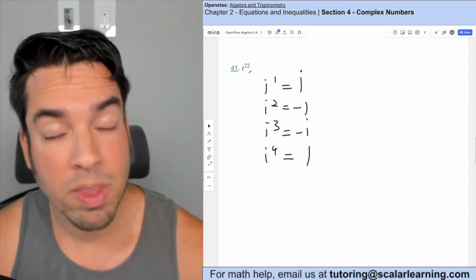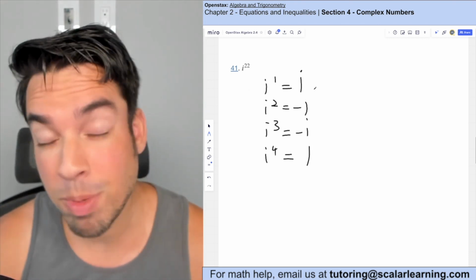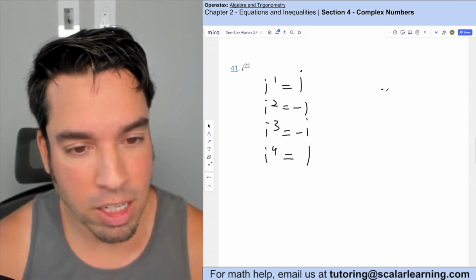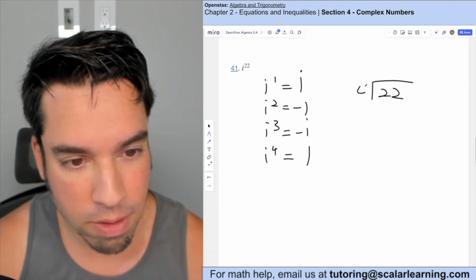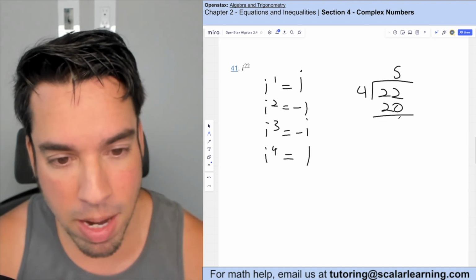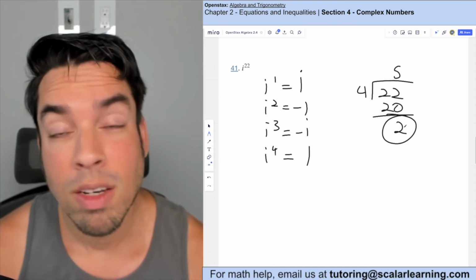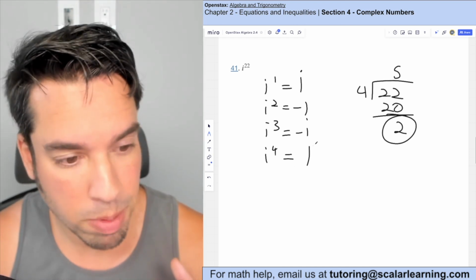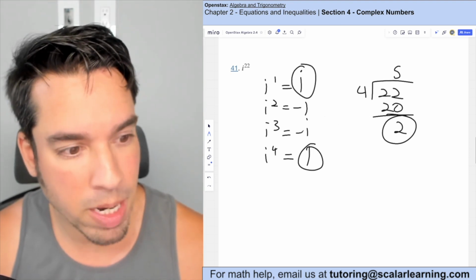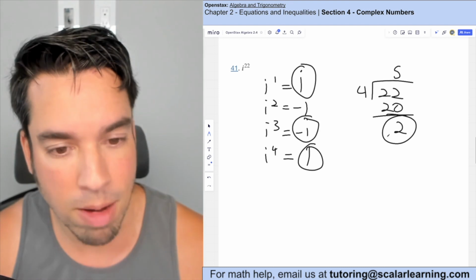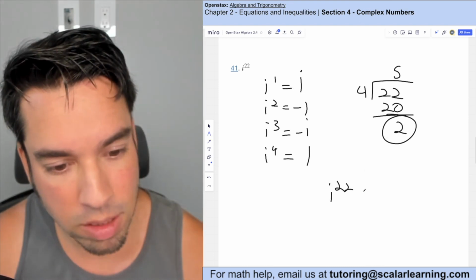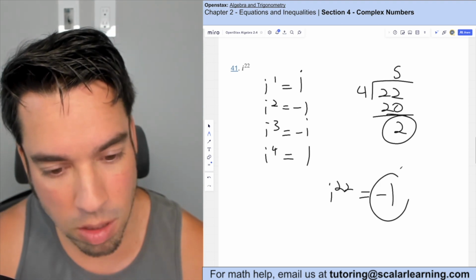So to figure out a big number like 22 is actually not that hard, but imagine if it was 222, that'd be difficult. So what you do is you take that exponent and you divide it by 4. So 4 goes into 22 five times, but that doesn't matter. What matters is the remainder. If there was no remainder, it would be 1. If there was a remainder of 1, it would be i. If there was a remainder of 3, it would be negative i, but we got a remainder of 2. So that means that i to the 22nd equals negative 1.